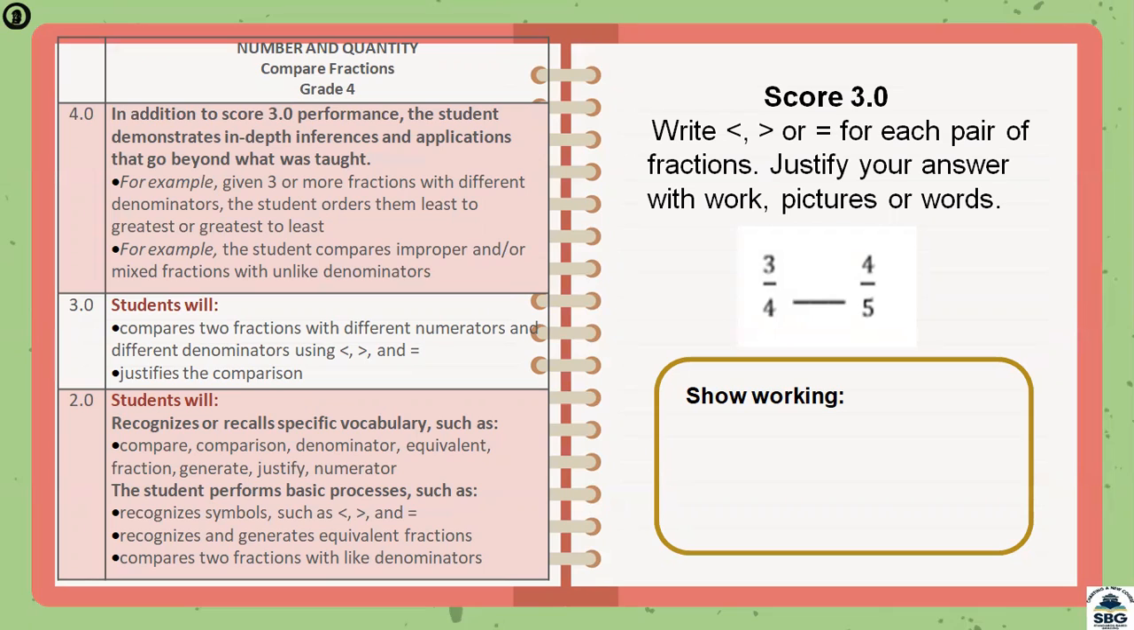The assessment item asks the learner to write less than, greater than, or equal for each pair of fractions and justify your answer with work, pictures, or words. The Score 3 math assessment item is aligned with the content seen at the Score 3 level on the proficiency scale. Also, short answer or constructed response is an appropriate assessment item type to use.